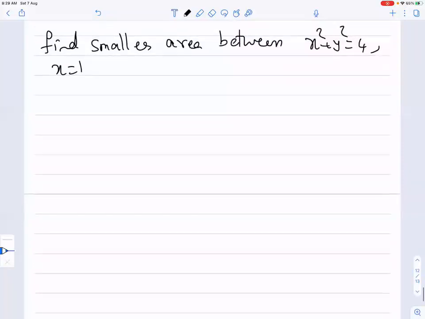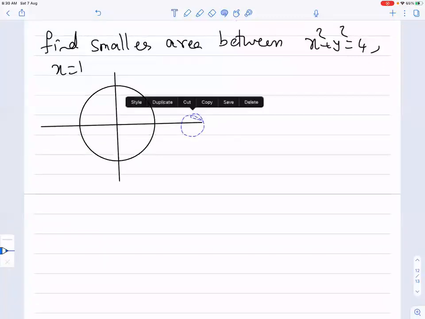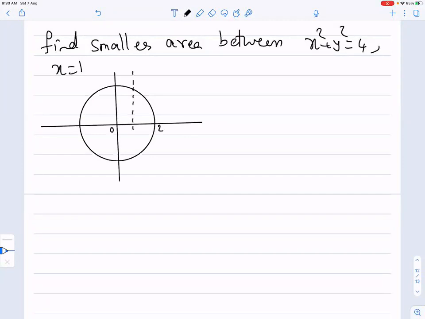Find the smaller area between x square plus y square equal to 4 and x equal to 1. So we can actually avoid calculus for it. We can do it normally also by using geometry. But let us do it by calculus. See, this is a circle with center at origin and radius 2. And we are drawing x equal to 1. x equal to 1 is like this.